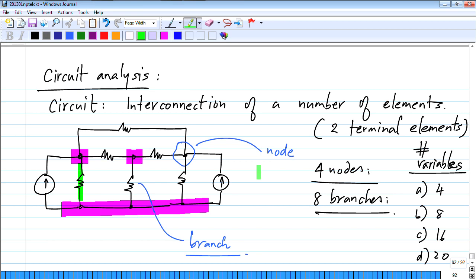The thing is, there are 16 variables to be solved for, and somehow or the other, we have to find 16 equations from which we can solve these 16 variables, okay? Now whether it's easy or difficult, that's a different thing. So finally, when you say that I have solved for this circuit completely, you have to specify the voltage and current in each branch, voltage across each branch and current through each branch, okay? So that is what is meant by solving for a circuit.